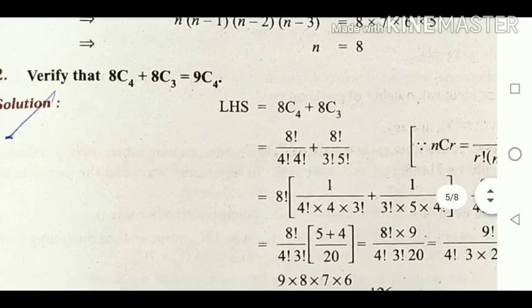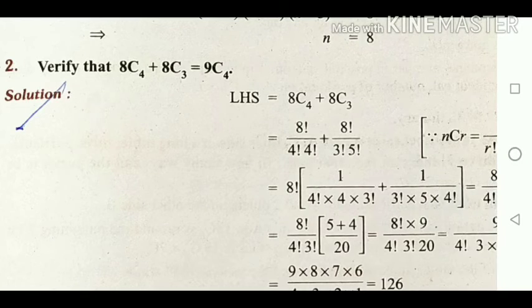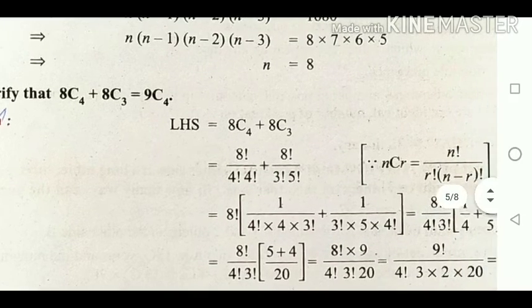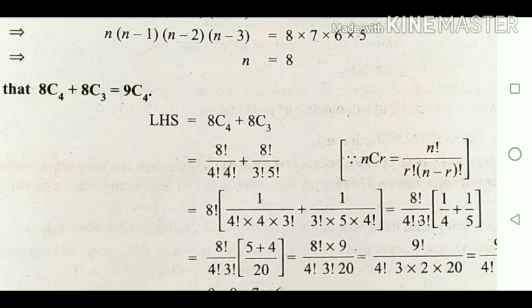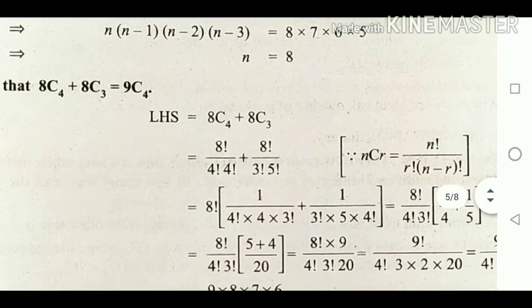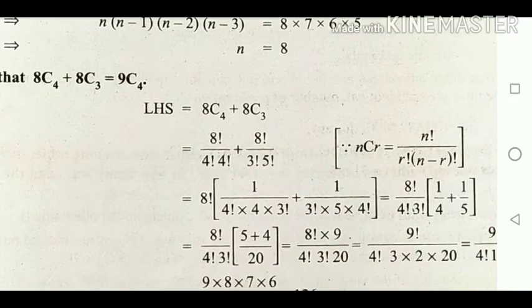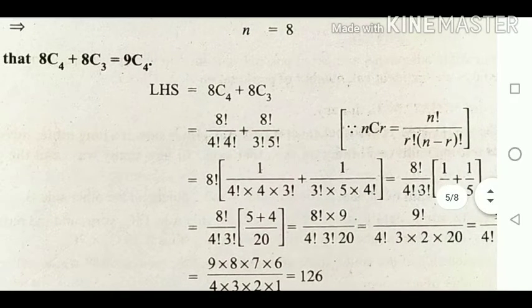The next question: verify 8C4 plus 8C3 equal to 9C4. Here the formula is nCr equal to n factorial divided by r factorial into (n minus r) factorial. Therefore LHS: 8C4 plus 8C3. 8C4 means 8 factorial divided by 4 factorial, that is r equal to 4, then 8 minus 4 becomes 4 factorial, plus 8C3 means 8 factorial divided by r is 3, therefore 3 factorial into (8 minus 3) becomes 5 factorial.